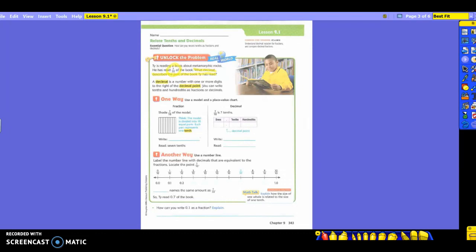So look at the first way they're going to do that. They're giving you a model as well as a place value chart. Here is your model and here's your place value chart. We're going to shade 7/10 of the model. So how many of those little rectangles are we going to shade? 7 of them. Doesn't have to be perfect, just needs to be shaded.